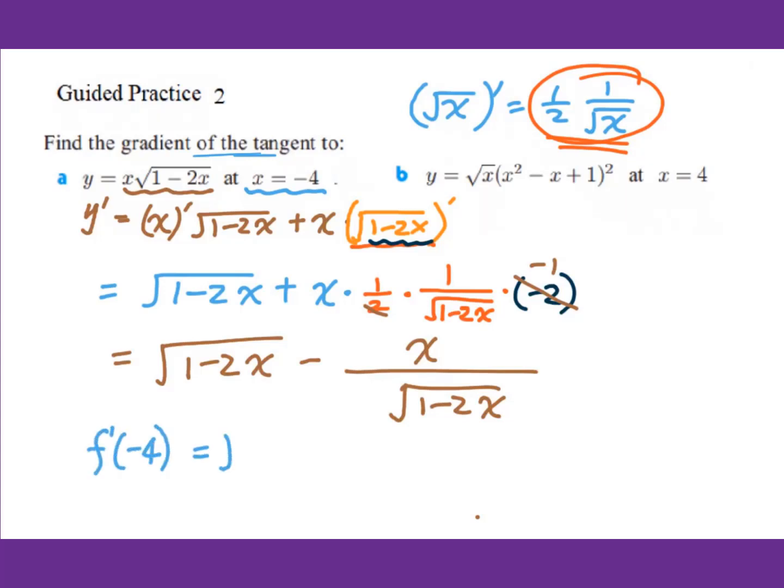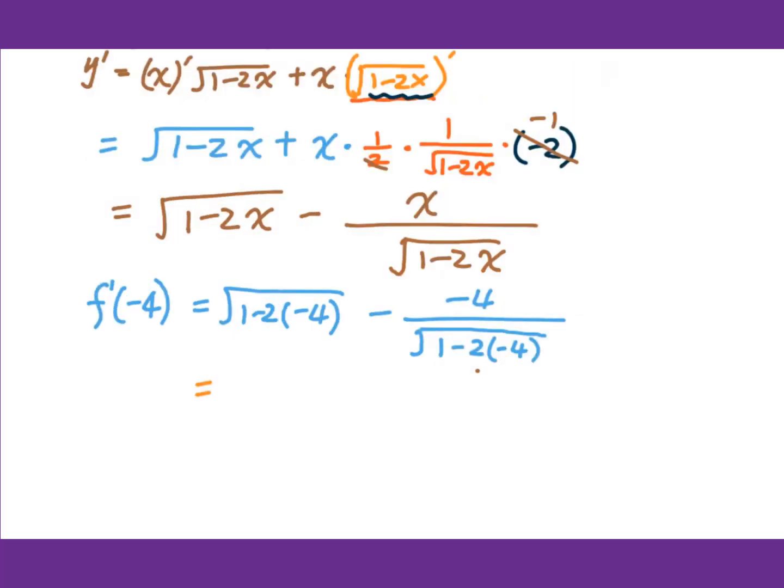So we get square root of 1 minus 2 times negative 4, minus negative 4 over square root of 1 minus 2 times negative 4. So we work this out. You will get square root of 9, that's 3, minus negative 4 over 3. Negative will be a positive. So you get 3 plus 4 over 3.